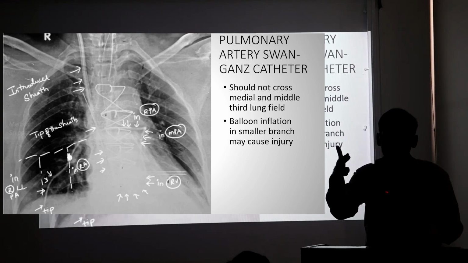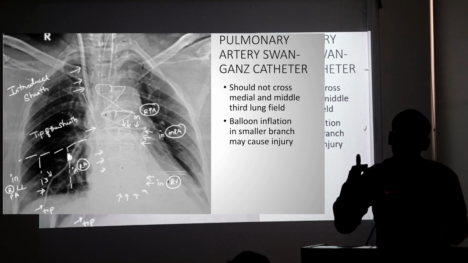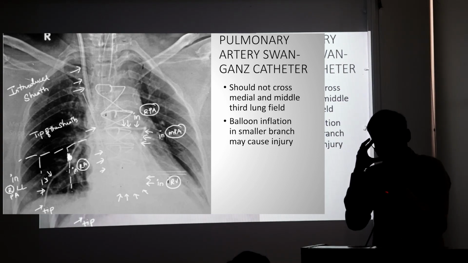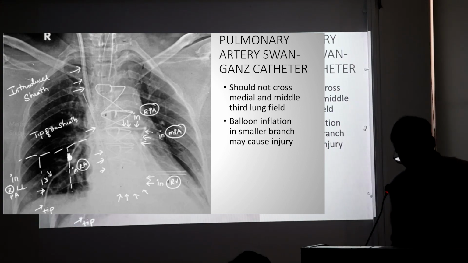If it goes too much into the smaller branches, more laterally, what will happen when you inflate the balloon to measure the pressure? It will cause damage to the vessel. There might be a rupture and there might be an infarction. Okay.